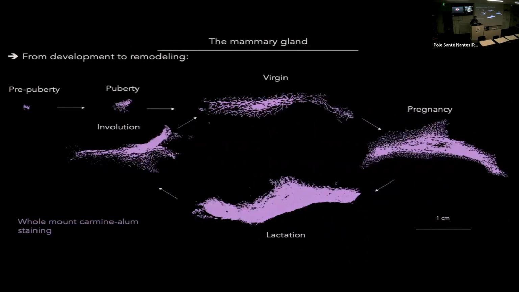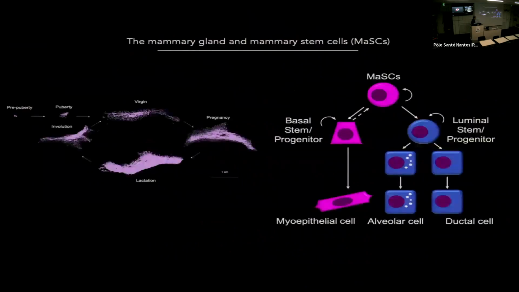All of these developmental stages are controlled by distinct cell types. Multipotent mammary stem cells promote embryonic mammary gland development, and unipotent stem or progenitor cells of both compartments mainly control postnatal development. However, these stem cells can switch back to a multipotent state under regenerative conditions.